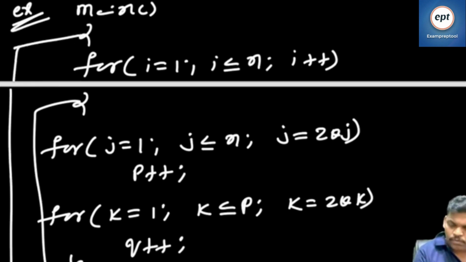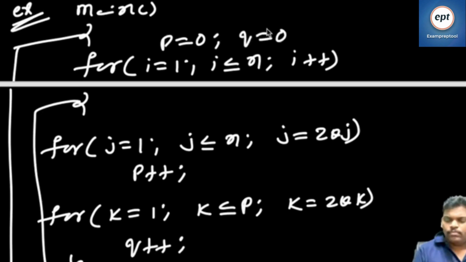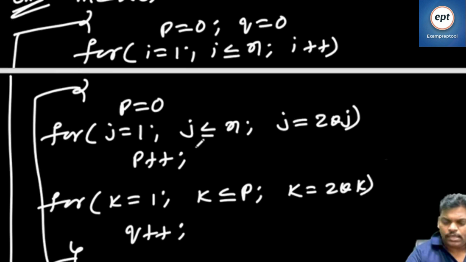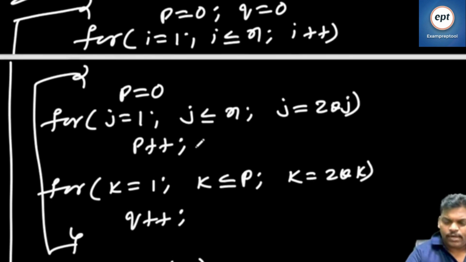Initially p = 0, q = 0. Yeah, this is the given problem. Try to give the answer. What is the time complexity of this problem?